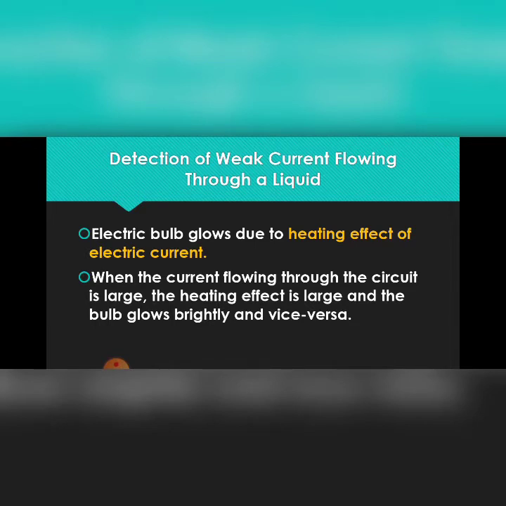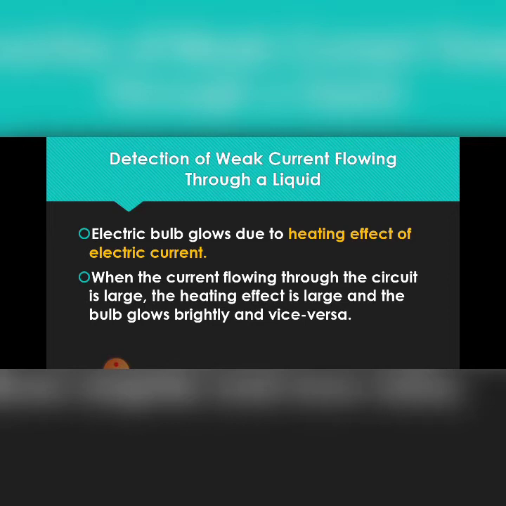So how can we detect current flowing through a weak electrolyte? Detection of weak current flowing through a liquid is very difficult. The bulb may not glow even if we use a large battery for detecting the current flowing through a weak electrolyte. The electric bulb glows due to the heating effect of electric current. Why does the bulb not glow?